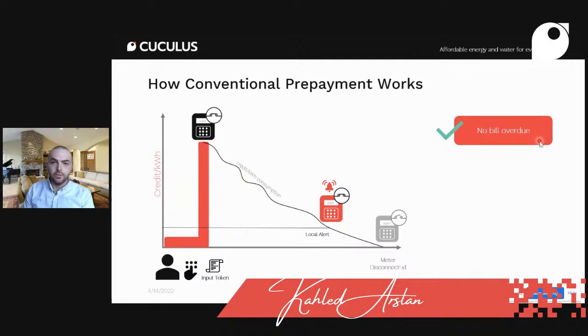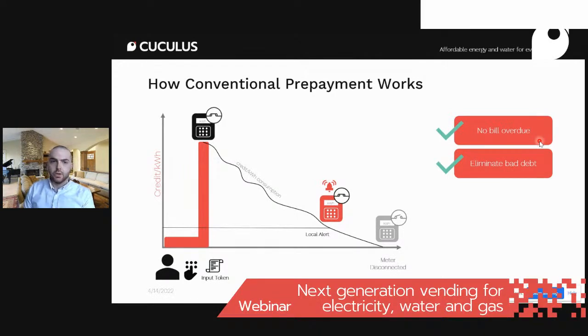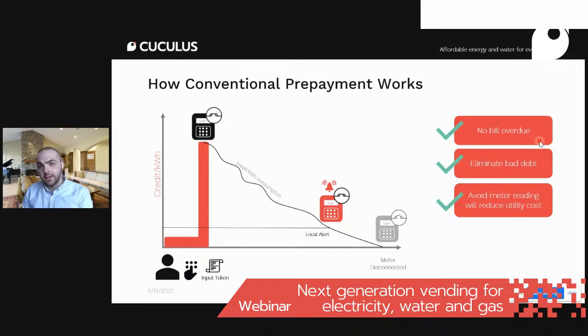So there is no need to issue bills and wait for the customer to pay. The second one is to eliminate bad debt, I'm talking about delays in paying the bills by the customer. So the utilities don't have to wait that long to collect the money. We can also avoid meter readings, because there is no need to go and collect meter data for the purpose of issuing bills.